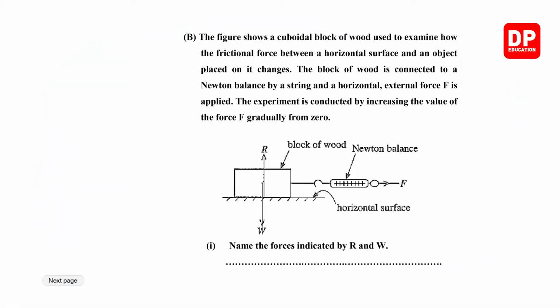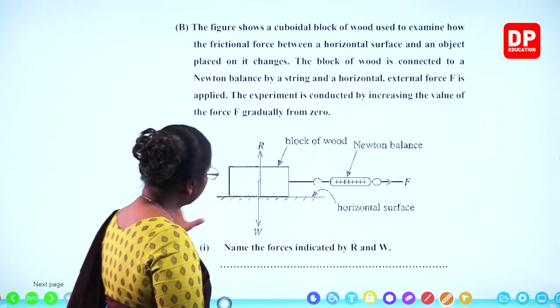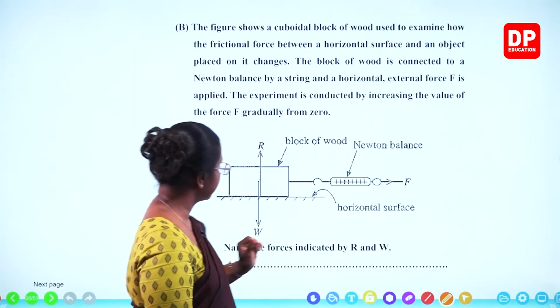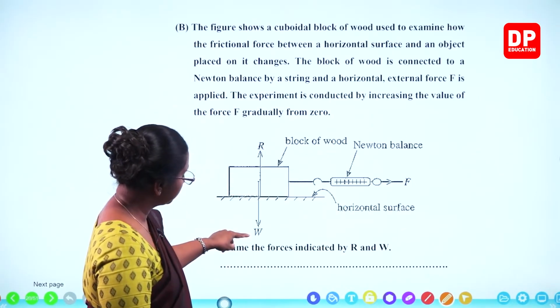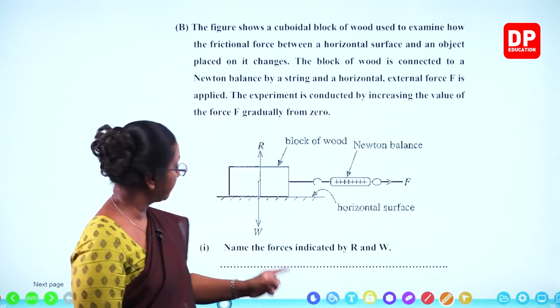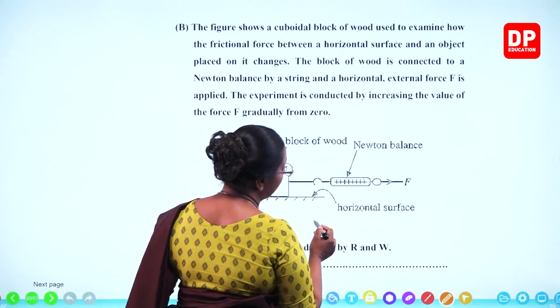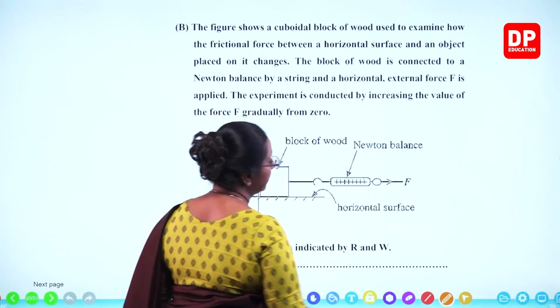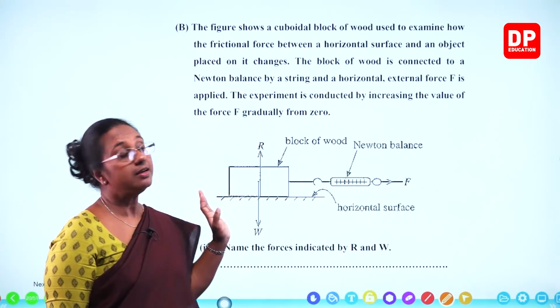That is part B. The figure shows a cuboidal block of wood used to examine how the frictional force between a horizontal surface and an object placed on it changes. If you look at the diagram, you can see a horizontal surface, a cuboidal block of wood, and they have marked the force W down and force R up, both acting along the same line of action. Then a Newton balance is connected and a force F is applied in this direction. So that is what you can understand from the diagram.